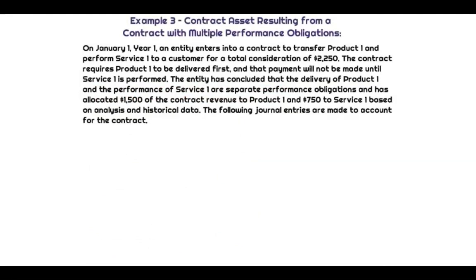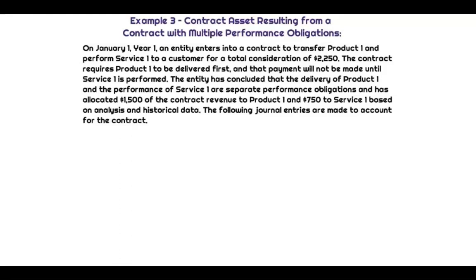Okay, and finally, on January 1st, year one, the company enters into a contract to transfer product one and perform service one to a customer for a total consideration of $2,250. Okay, so it looks like we have multiple performance obligations. The contract requires product one to be delivered first, and that payment will not be made until service one is performed. Okay, so we're going to conclude that the delivery of product one and the performance of service one are separate performance obligations. And furthermore, we're going to allocate $1,500 to product one and $750 to service one based on the analysis and historical data.